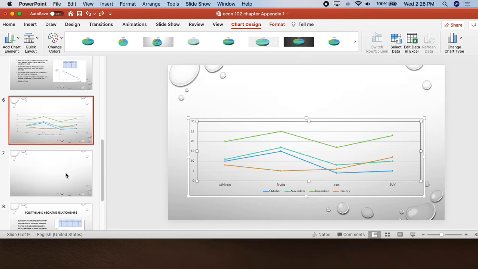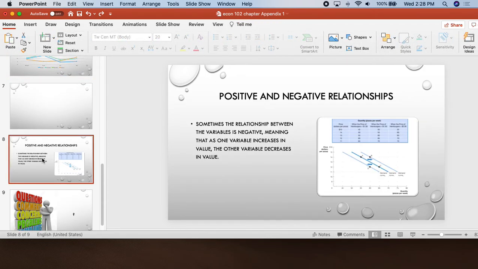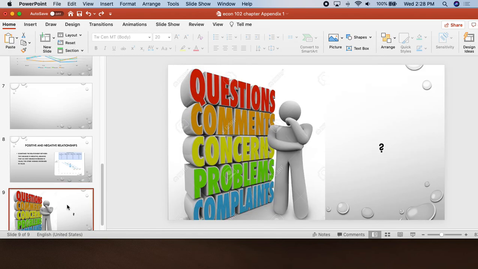All right, just one last thing to finish up. We have to keep in mind that there could be positive and negative relationships. Sometimes the relationship between those variables is negative. So when the price of a good goes up, the consumption of the good goes down. And we sometimes can see that when our income goes up, the consumption of the good can go up. So that relationship can be positive or negative.